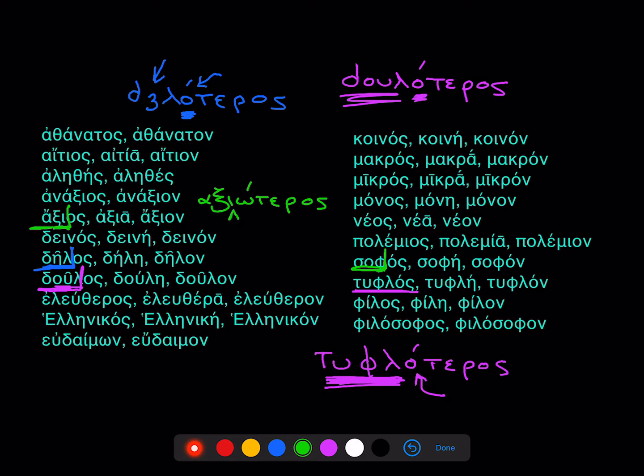Okay, so short iota, short syllable. So then we use the long O, the omega. Okay, so a syllable is long if it contains a long vowel, like delos, a diphthong, like doulos, or a short vowel followed by two consonants, like tuflos. If it's short, a short vowel not followed by two consonants, then it gets the omega before the teros ending.